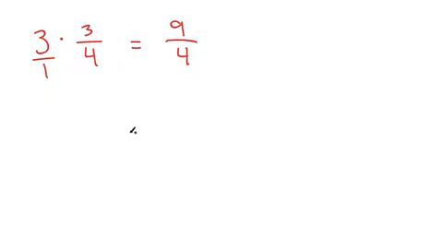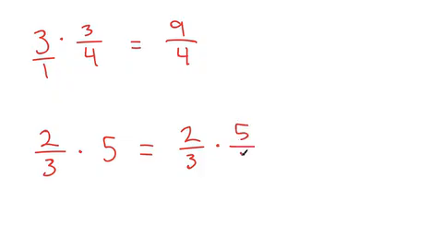The same is true going the other direction. 2/3 times 5 is the same as 2/3 times 5 divided by 1. So all we have to do is take the 2 times 5, or in other words 2 times 5 equals 10, and 3 times 1 on the bottom in the denominator is 3. So 10/3.